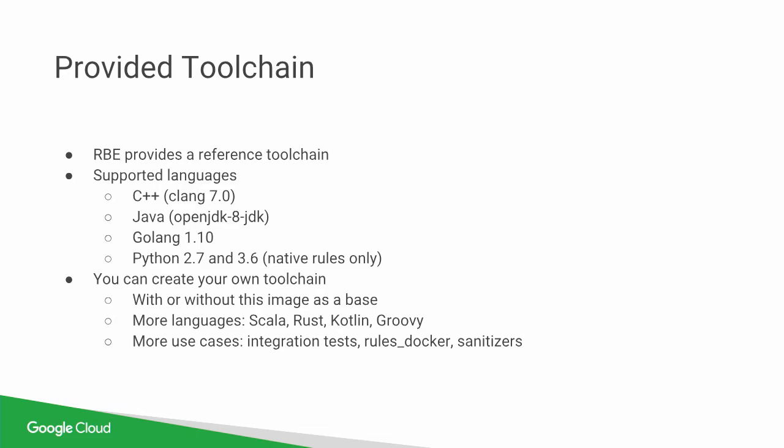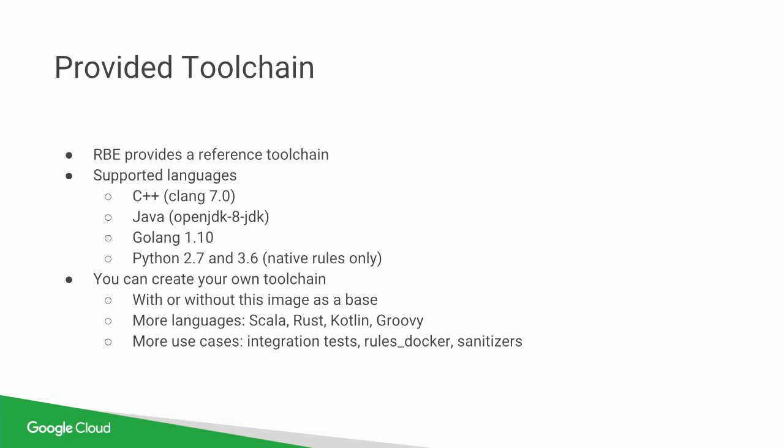But let's say you work in Scala or Kotlin or some other language. You can roll your own toolchain. You can either use our provided toolchain as a base, or you can roll one from scratch. We've also seen good success with this. We've had several customers who have come to us and said, oh, I need to use this language. And we give them the instructions, and they build a toolchain, and it just works with the remote system. So although officially we have those four languages, C++, Java, Golang, and Python, we've seen pretty good adoption across other languages as well, and a pretty smooth path for that.